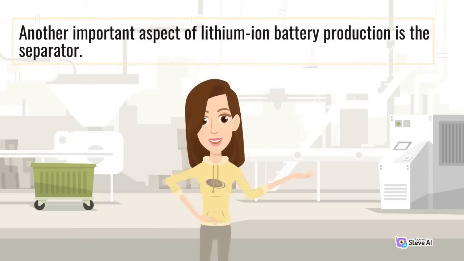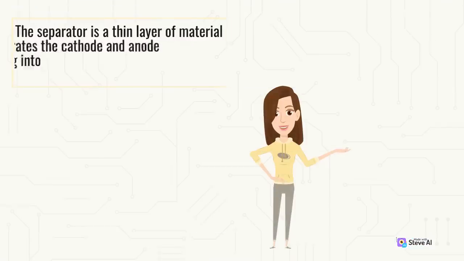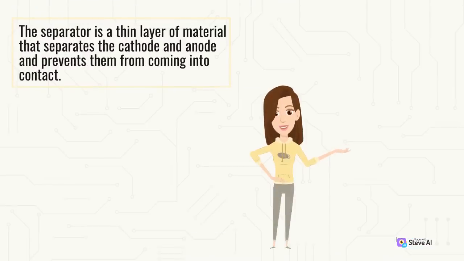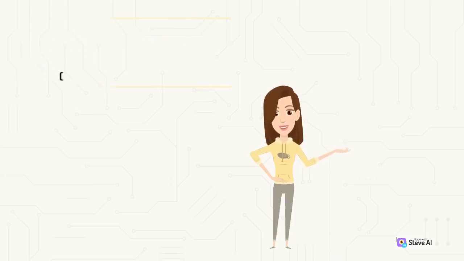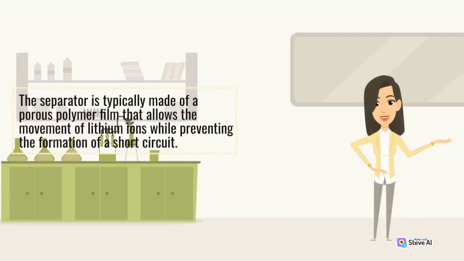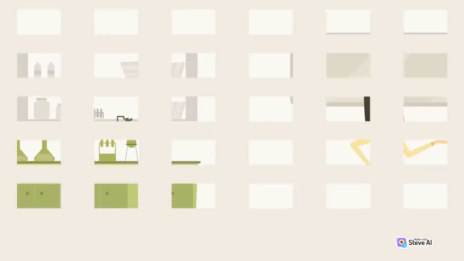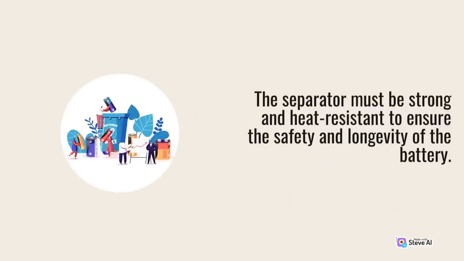Another important aspect of lithium-ion battery production is the separator. The separator is a thin layer of material that separates the cathode and anode and prevents them from coming into contact. The separator is typically made of a porous polymer film that allows the movement of lithium ions while preventing the formation of a short circuit. The separator must be strong and heat resistant to ensure the safety and longevity of the battery.